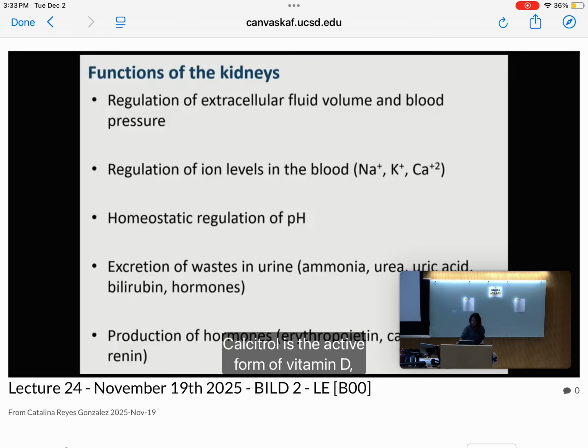Calcitriol is the active form of vitamin D, so it's important for your bones. And then renin, it's an enzyme produced by cells in the kidneys, and we'll talk about that later on, that helps in regulating blood pressure. Okay, it helps in the production of angiotensin II, which is a hormone that regulates blood pressure and a ton of different things in your body. Super important hormone, angiotensin II.